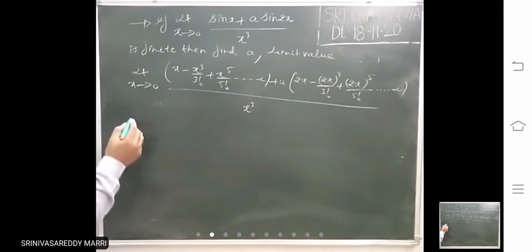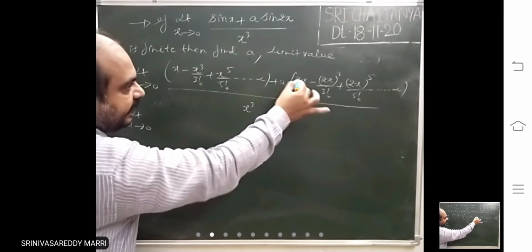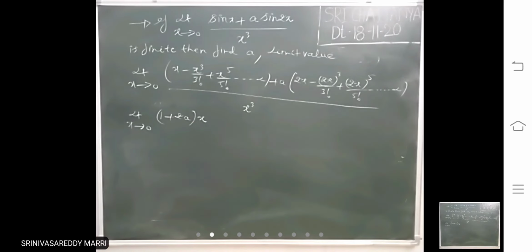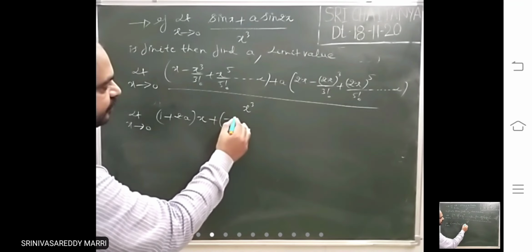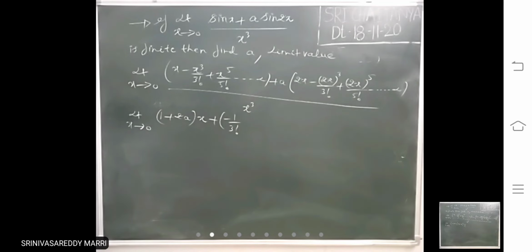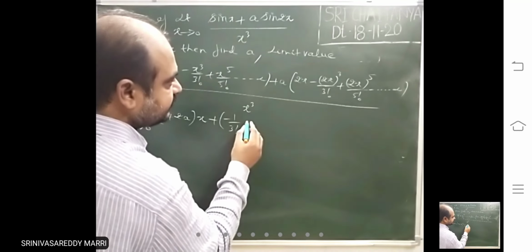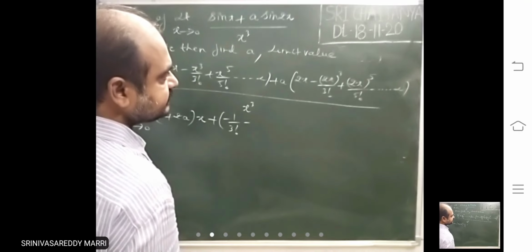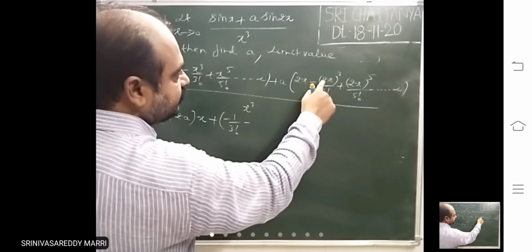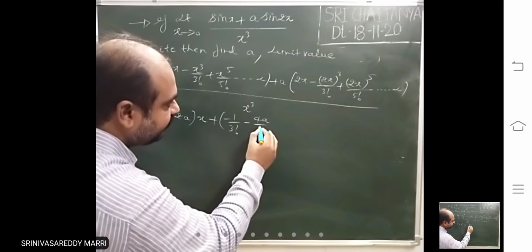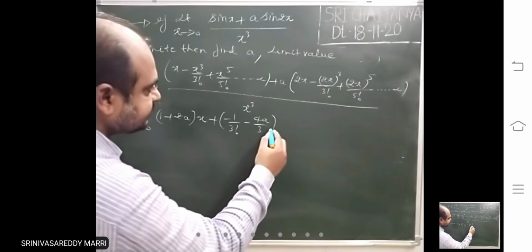Right? So in the numerator, we arrange starting from the lowest power. Look, limit as x tends to 0. First is x. What is the common factor? 1 plus 2a into x. Next is x cube. Take x cube common here: minus 1 by 3 factorial. Here, if you multiply this with this, minus a into, this is actually minus 8 by 6. Minus 8 by 6 means minus 4 by 3, into a.